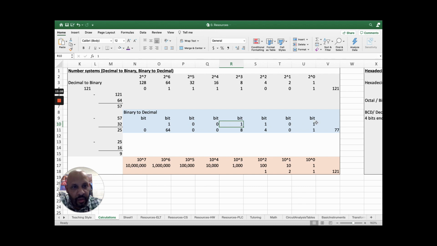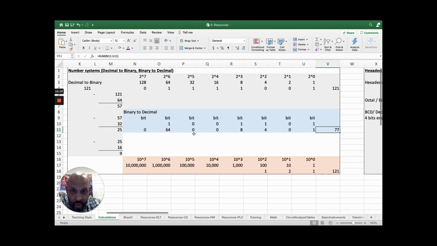This is your least significant bit, so this one counts for 1. This other 1, look at this, that column counts for 4. This 1 here counts for 8. 0 here, so I don't have 16. 0 here, I don't have 32. And 1 here counts for 64. So now this is your number. 64 plus 8 plus 4 plus 1, that gives you 77.